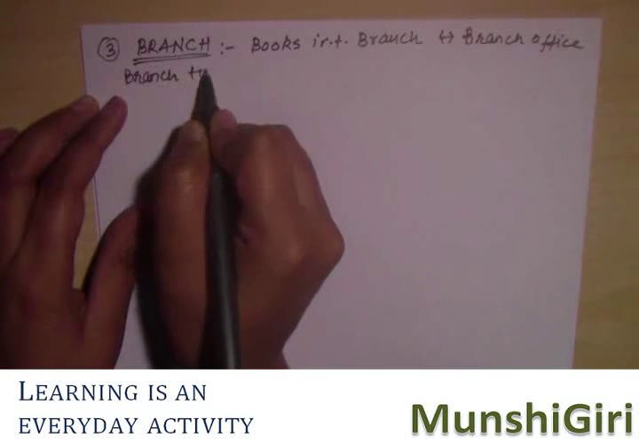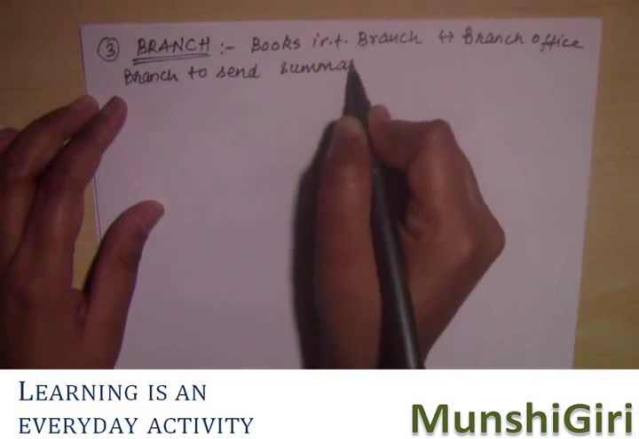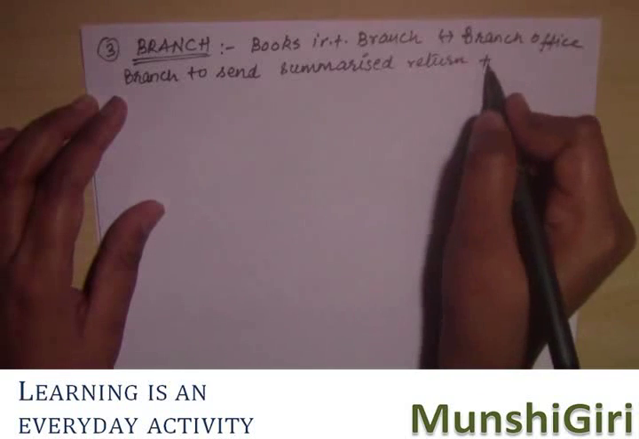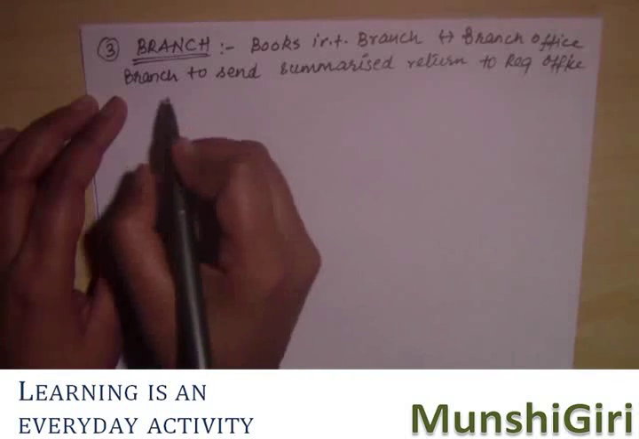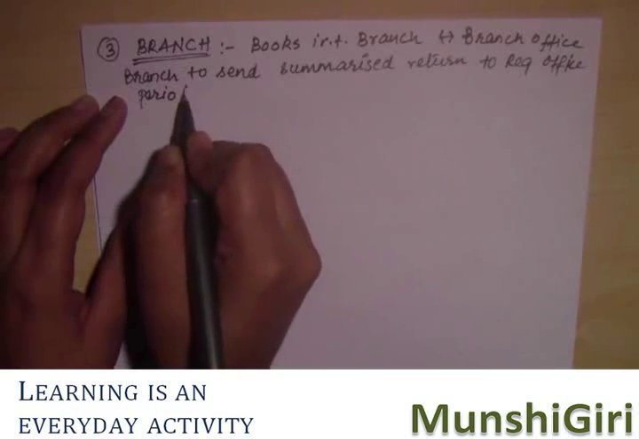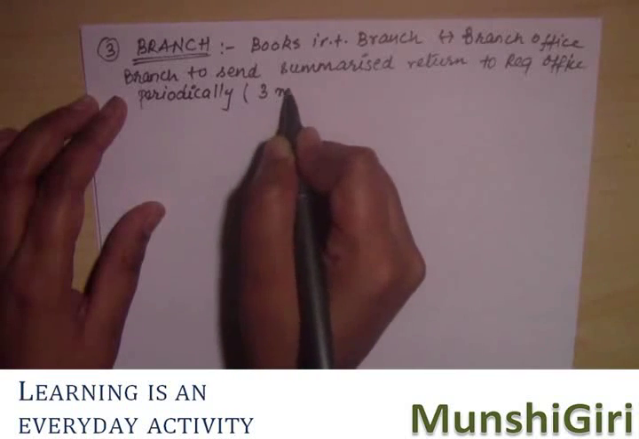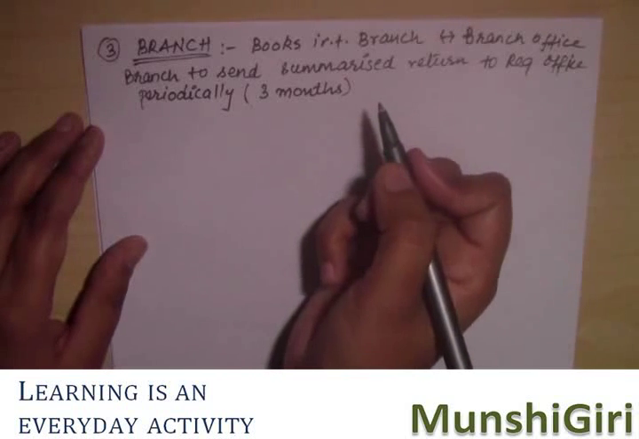Branch to send summarized returns to registered office or where the books of accounts are kept periodically. Periodically means every 3 months, that is, the interval should not exceed 3 months.